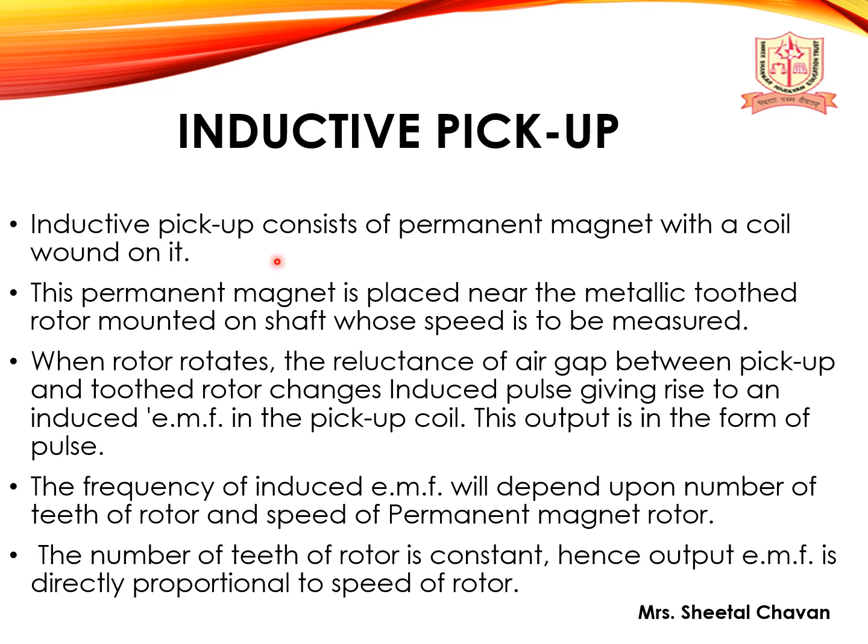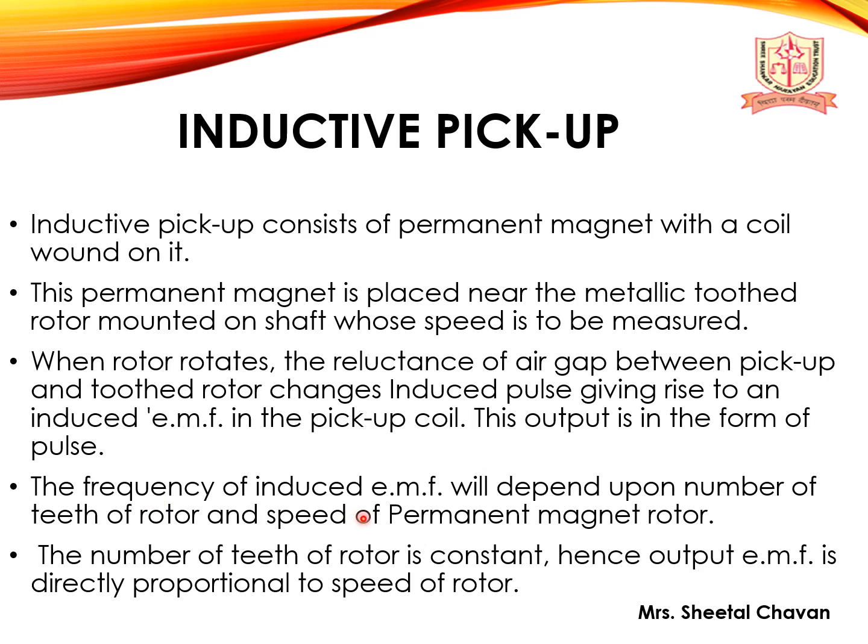The first type is inductive pickup, which consists of a permanent magnet with a coil wound on it. This permanent magnet is placed near the metallic toothed rotor mounted on the shaft whose speed is to be measured. When the rotor rotates, the reluctance of the air gap between the pickup and the toothed rotor changes, giving rise to an induced EMF in the pickup coil. This output is in the form of pulses.